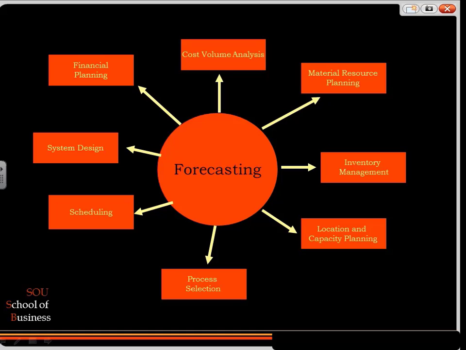Process selection: are you going to implement a very automated process or a labor-intensive process? Location and capacity planning, we talked about this earlier. Where should restaurants be located? What are the major factors that you would consider in finding a location for a restaurant? I'm sorry? Demographic, yeah. One, what? Rent? Okay, is that usually a major consideration?